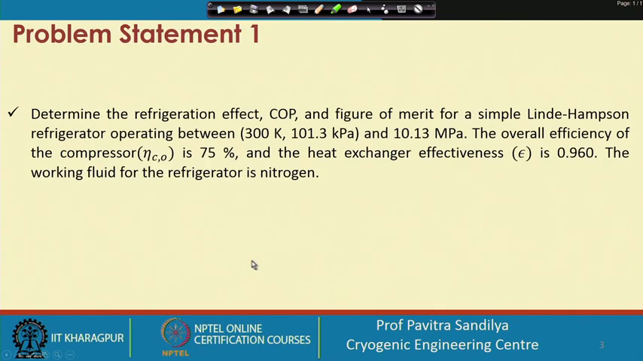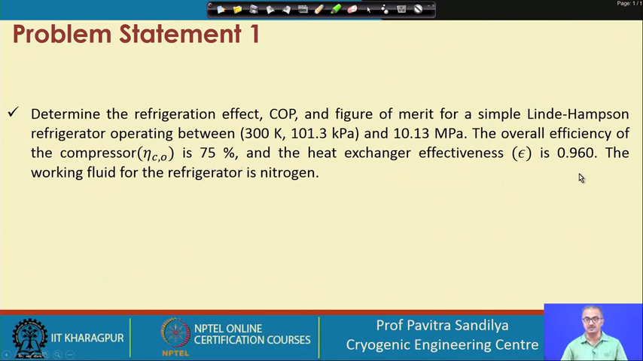So, first let us come to this problem. Here we have to determine the refrigeration effect, the coefficient of performance, and the figure of merit for a simple Linde-Hampson refrigerator operating between this particular temperature and pressure, and compressed to this particular pressure. The overall efficiency is taken to be 75% for the compressor, and the heat exchanger effectiveness is taken as 0.96. The working fluid in this refrigerator is nitrogen. So, with this information we have to find out the refrigeration effect, the COP and the FOM.